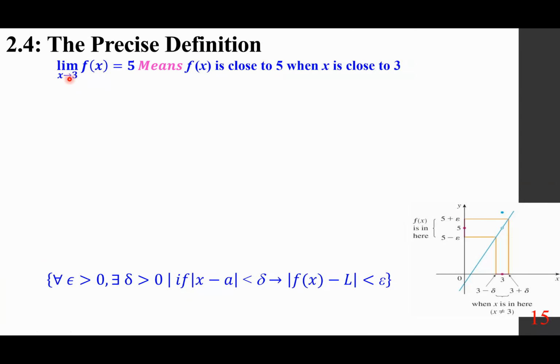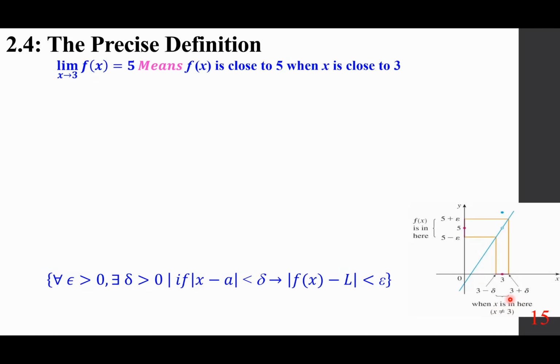So the limit of f of x as x approaches 3 equals 5, as an example. What does it mean? It means f of x is close to 5. That means the y value is close to 5 when x is close to 3. So the y value is in the vicinity of 5 where the x value is in the vicinity of 3, meaning it never gets to 3. We are not interested in what happens at x equals 3. In fact, x is not equal to 3.